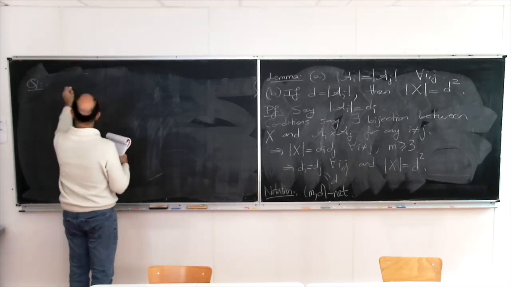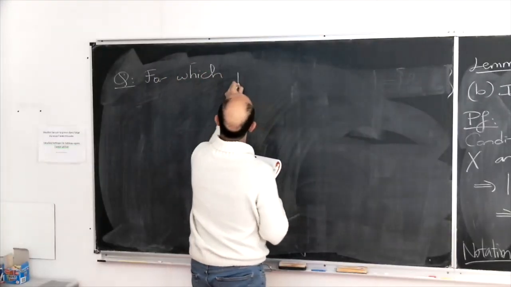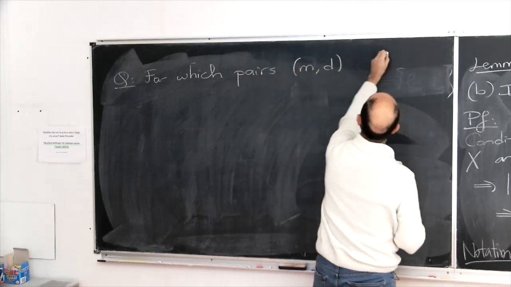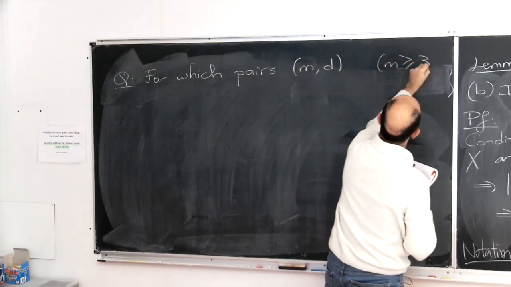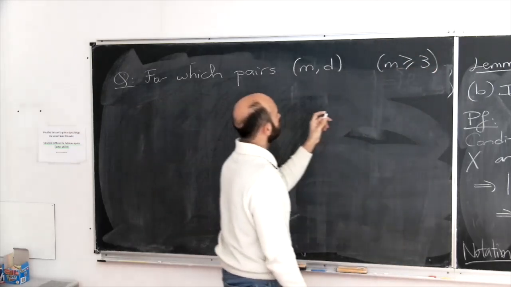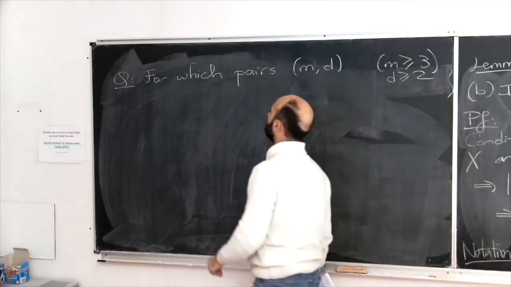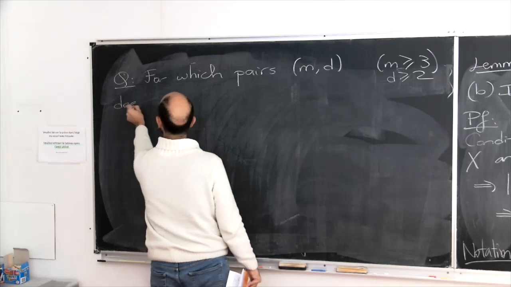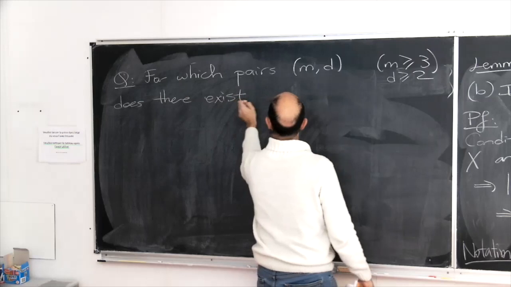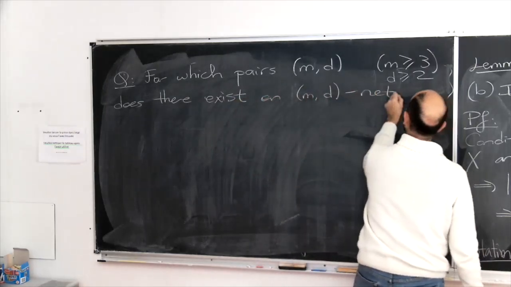Question. So for which pairs (M, D) with M at least 3 do we have, and in order to make it non-trivial, let's also say D is at least 2, does there exist an (M, D)-net inside CP2?